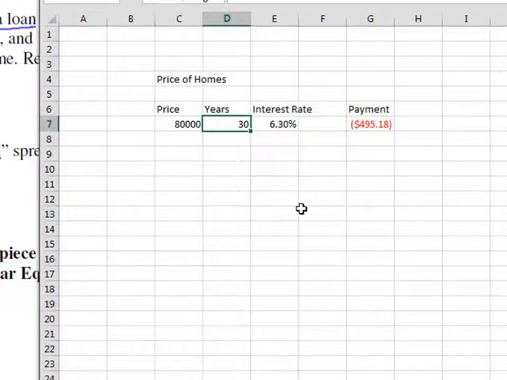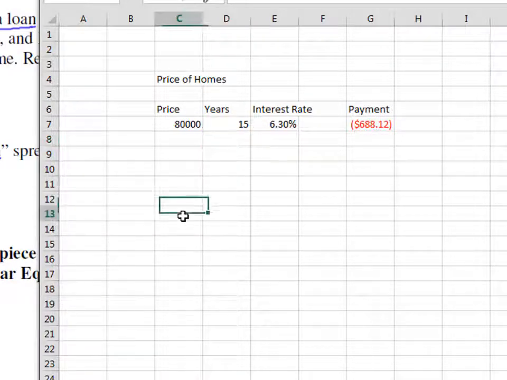If we said, how much more would I do to shave off half of the interest, half of the years that it would be outstanding? So 15, you type a 15 in there, and look at that. It changes the automatic payment. So then you'd be able to change these and see what effect that would have on your payment.